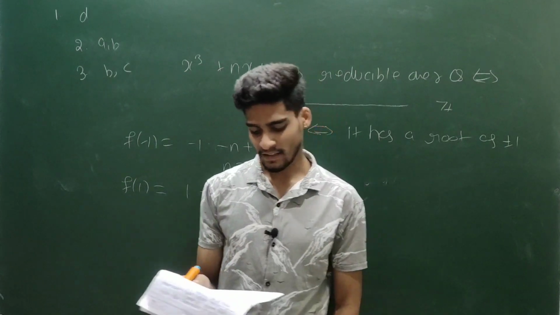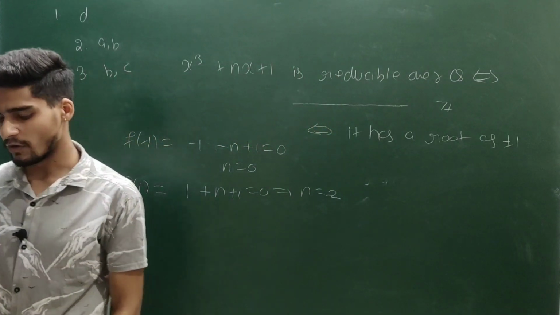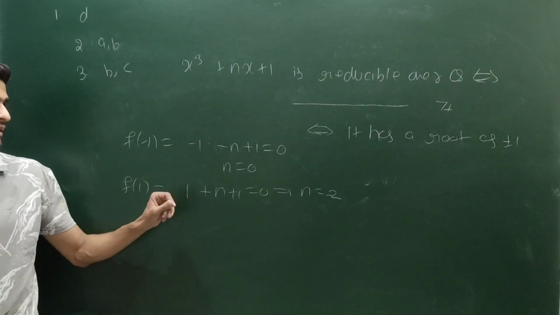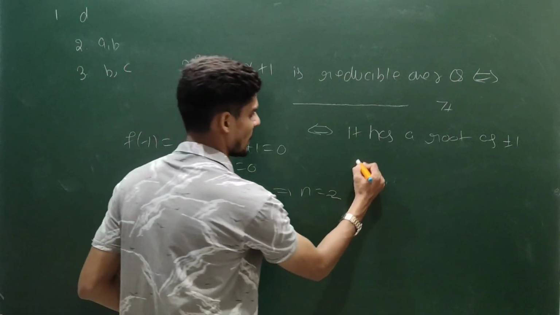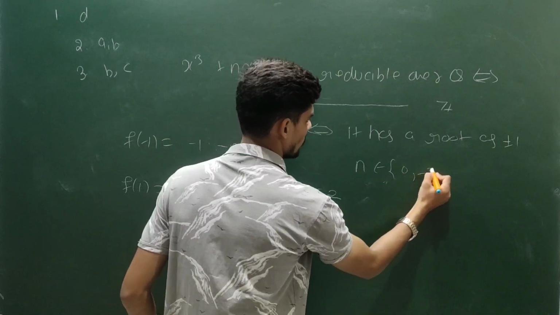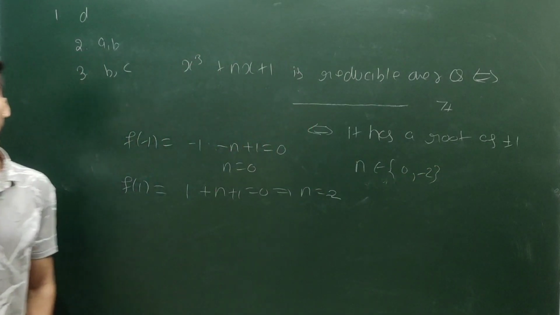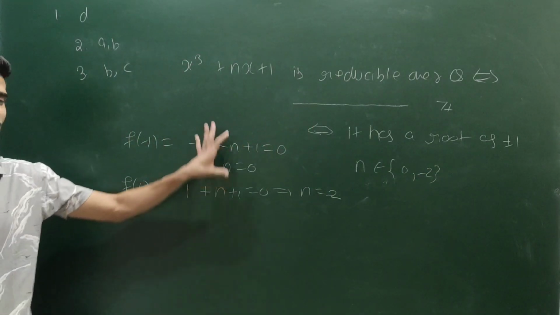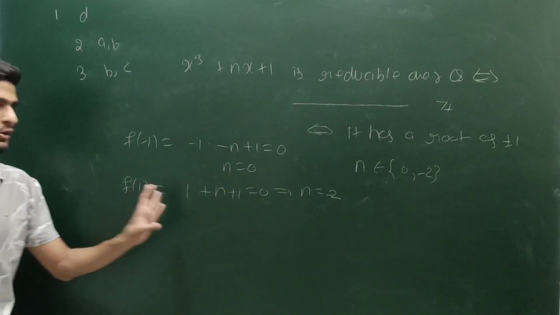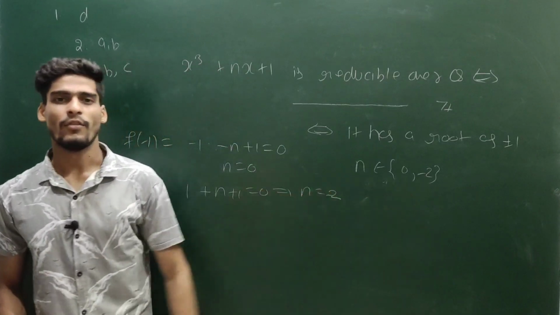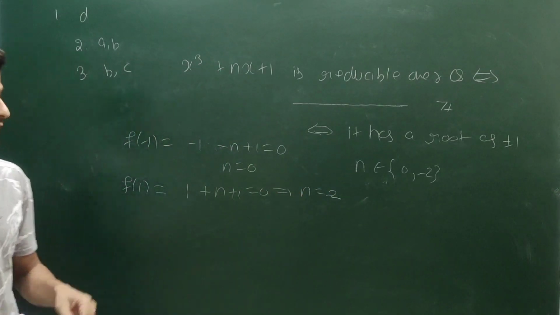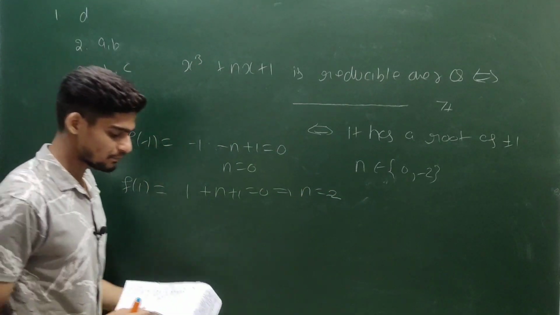Option D, x cube plus nx plus 1 is reducible over Z for infinitely many n, but we have seen it is reducible only for two values of n. If you are choosing n to be either 0 or minus 2, then only it is reducible, otherwise it is irreducible. So it is irreducible for infinitely many n, but reducible only for finitely many values of n. So option B and option C will be correct.